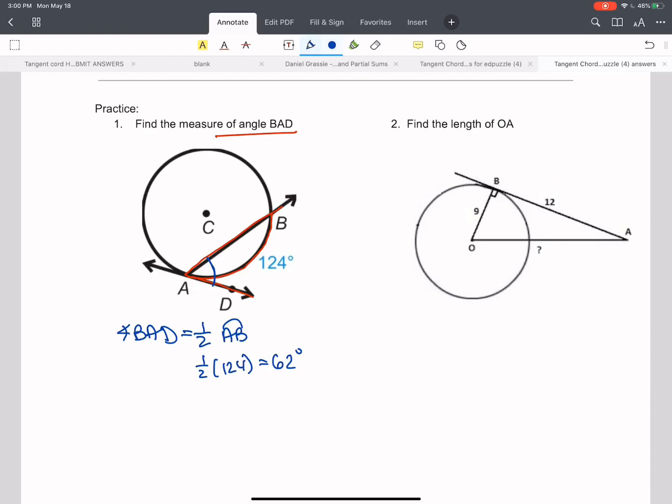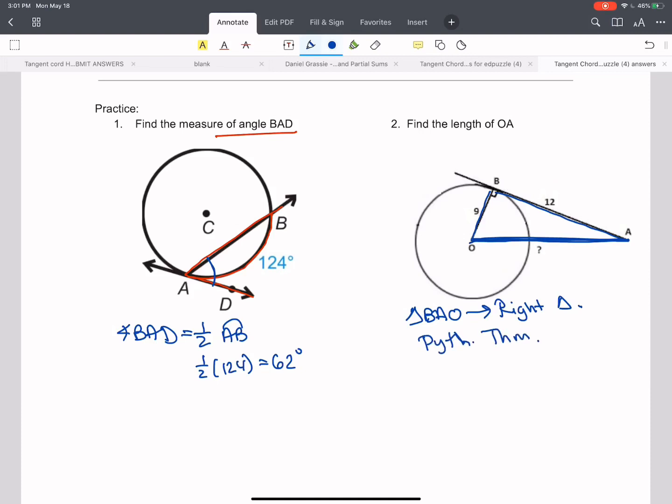That's the tangent chord. This one, now you know it's 90, and this is 9, and this is 12, and they're not asking you for an arc, they're asking you for a length, this length right here, this long one. So what kind of triangle is this? Triangle BAO is what kind of triangle? That's right, it's a right triangle, which means I can use what theorem? That's right, I can use the Pythagorean theorem.